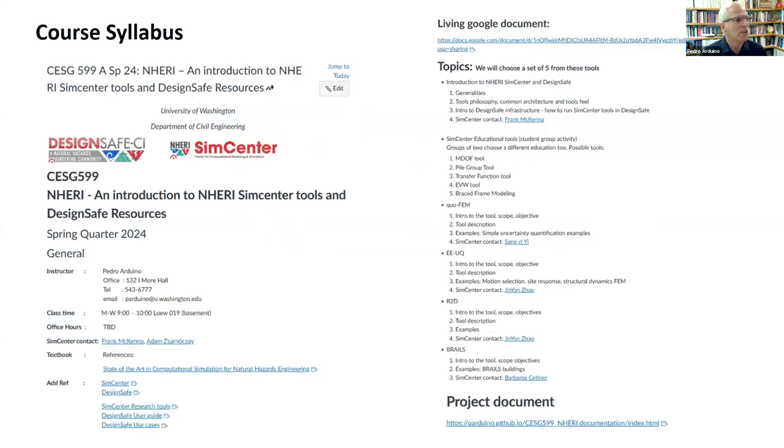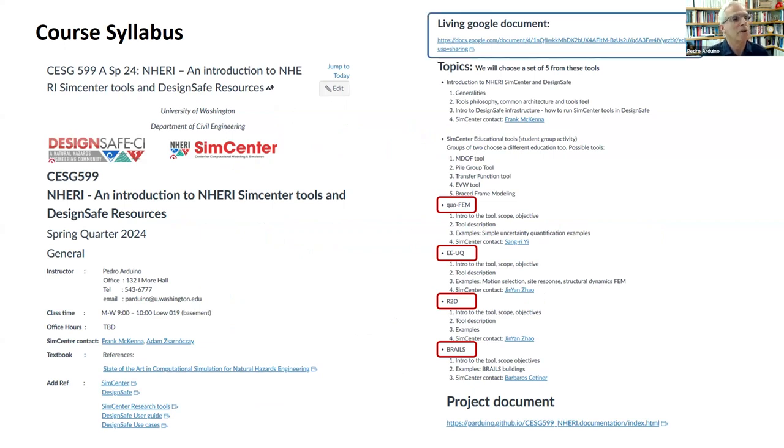And I just wanted to mention a couple of things. First, we had to limit to a few of the tools that SimCenter provides. So we looked at quoFEM, EE-UQ, R2D, and BRAILS. Going into this, we knew that we were going to have some hiccups with some of the tools. So we decided to create a living Google document where we would post some of the comments, some of the ideas, some of our experiences, so that they could be useful for SimCenter.